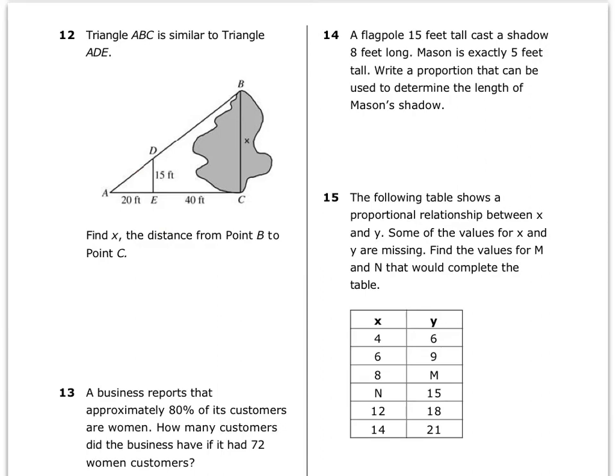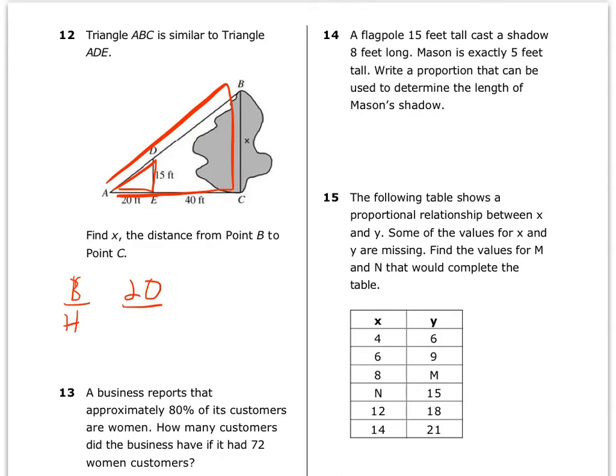Alright, number 12. Again, we're going to be setting up a proportion. We're looking at triangles ADE and ABC. We need to compare the base and the height. So if I'm looking at my smaller triangle on this picture, what is my base? 20. And what is my height?